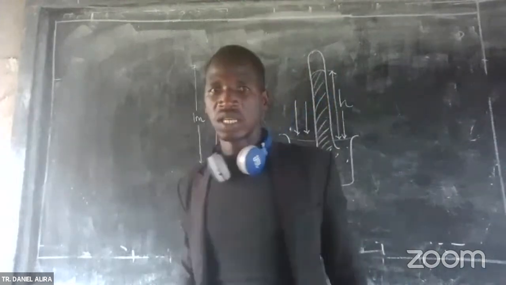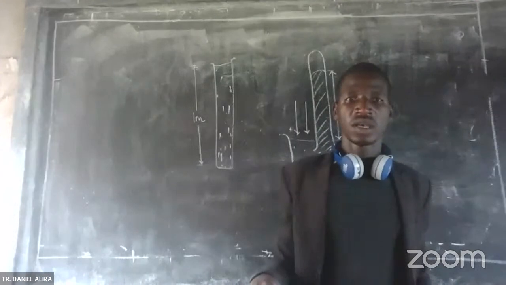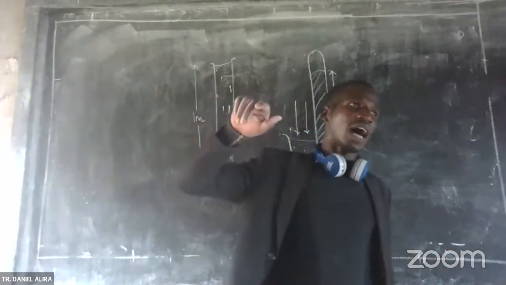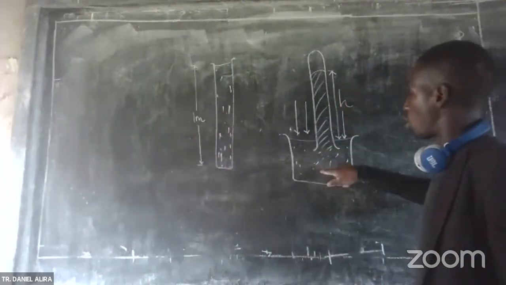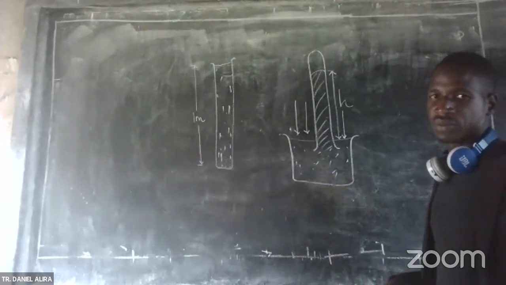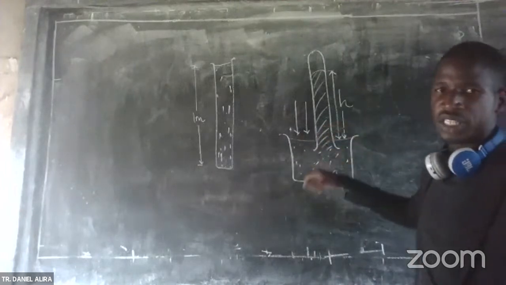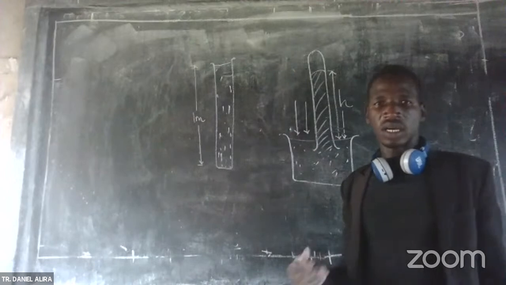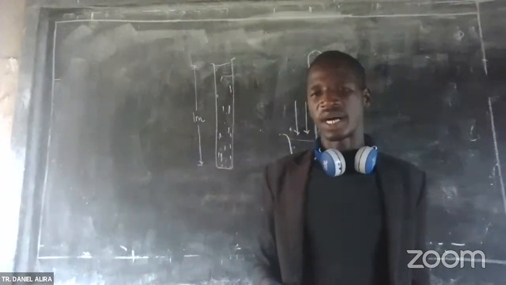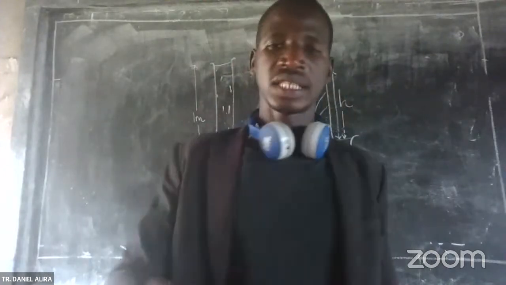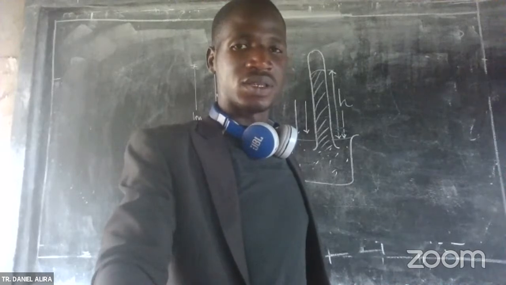Then, after inverting several times, the tube is refilled. After refilling the tube, with the finger still on the mouth, the tube is then inverted into a bowl containing mercury. When the finger is then removed, the level of mercury in the tube is going to fall until it reaches the height which is equal to the atmospheric pressure. Is that okay, members? Yes. Good.